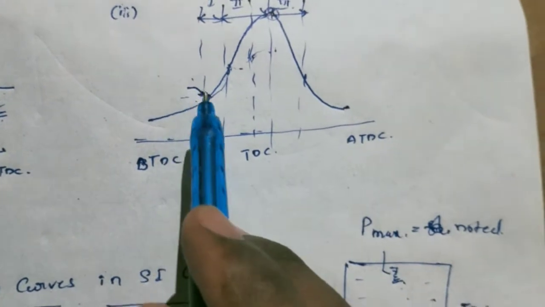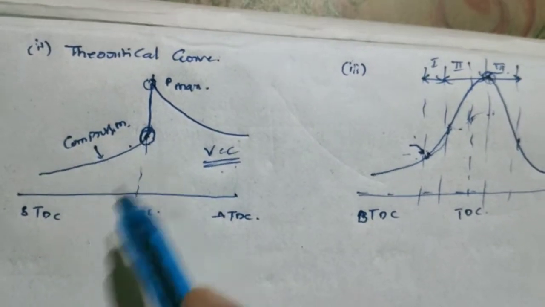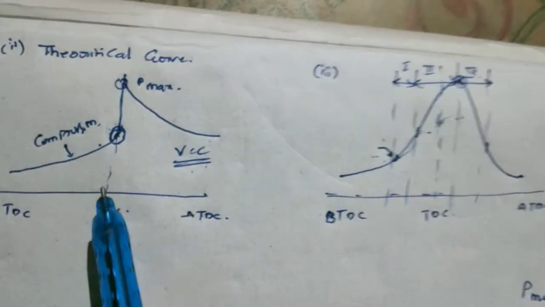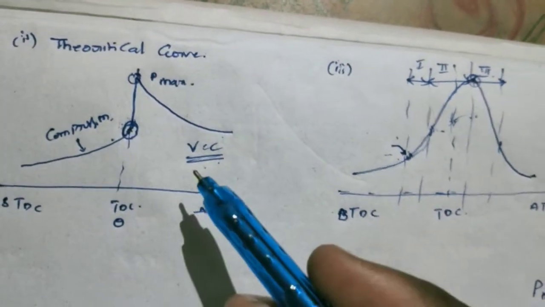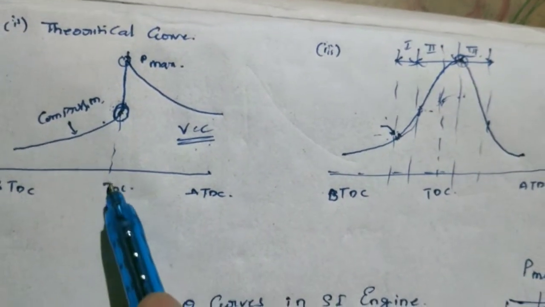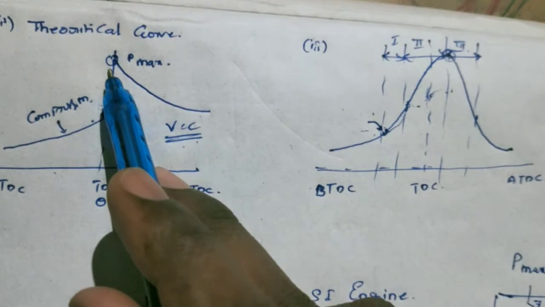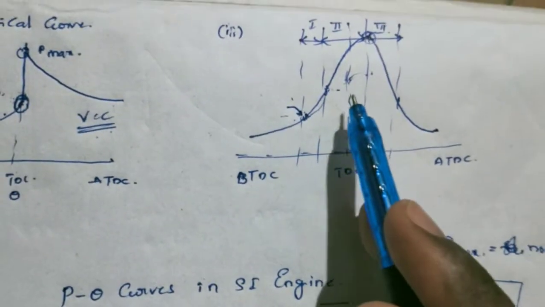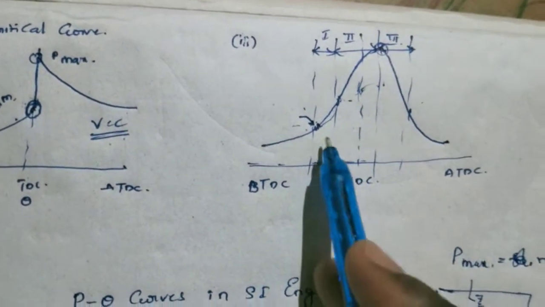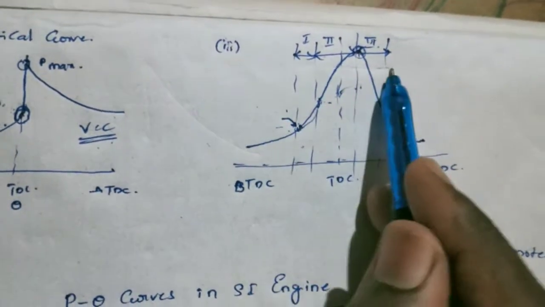In the theoretical case, the spark should be ignited by the spark plug at the end of the compression, but it actually doesn't. It ignites the fuel with the spark plug before TDC, and in theory we note the peak pressure at the TDC, but actually it occurs after TDC. These are the two changes in the actual curve. Combustion is divided into three stages in an SI engine.